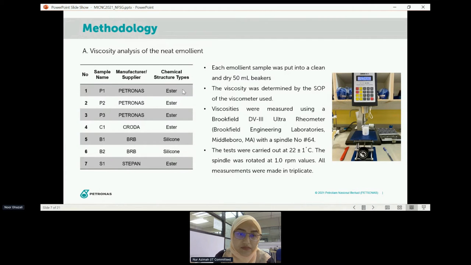We compare these 2 because ester is the most preferred natural-based emollient due to its biodegradability and its safety for human use, and we compare it to silicon because silicon is the most widely used type of emollient currently in the market. For this viscosity analysis, each emollient sample was put into a clean beaker. The viscosity was determined by the standard operating procedure of the viscometer used, a Brookfield DV3 ultrarheometer, and the tests were carried out at ambient temperature. The spindle was rotated at 1 RPM, and all measurements were made in triplicate to ensure an accurate result.